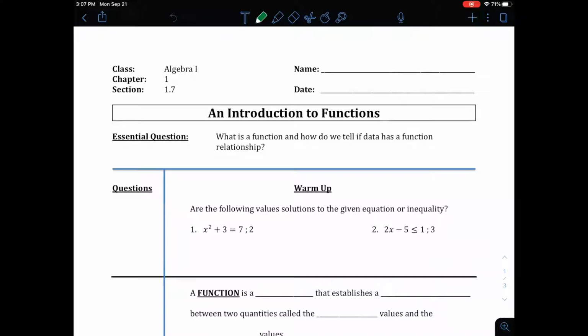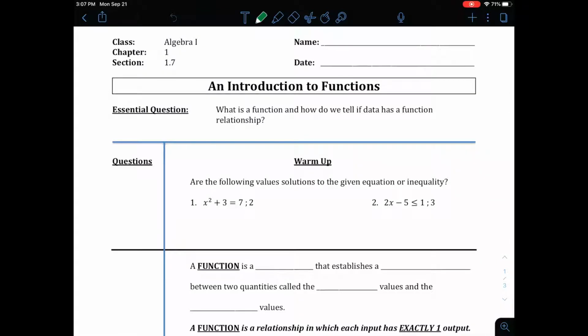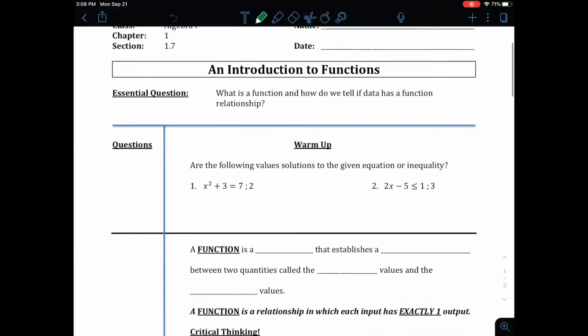Today is 1.7 in Introduction to Functions. Our central question is, what is a function and how do we tell if data has a function or relationship? So we have a warm-up which is from 1.4, which says, are the following values solutions to the given equation or inequality? Go ahead and try these on your own.